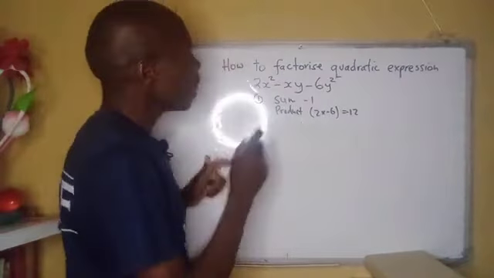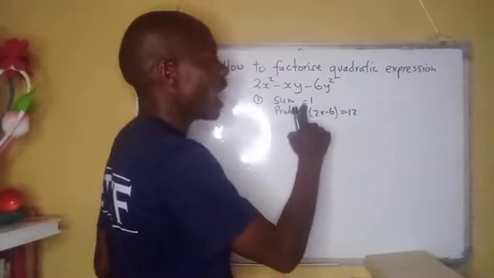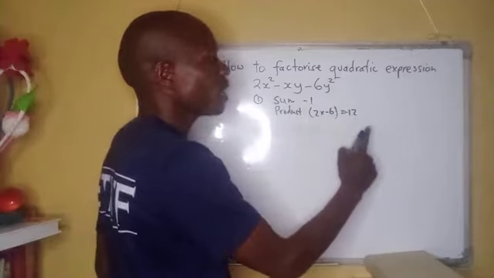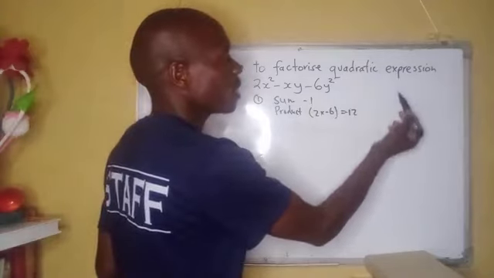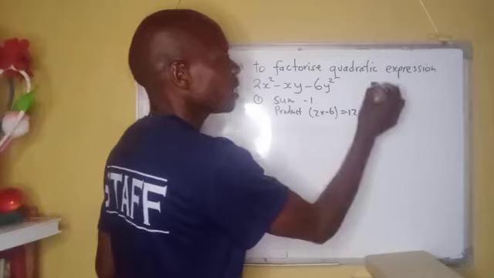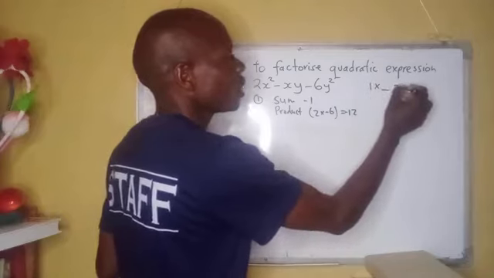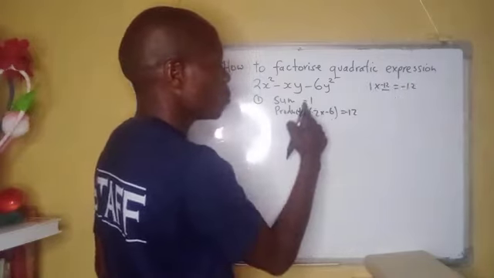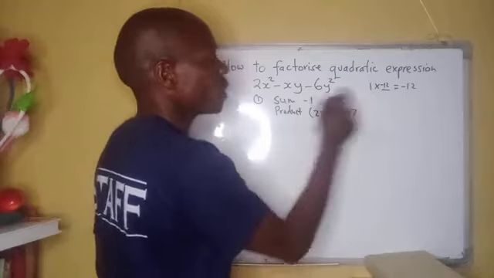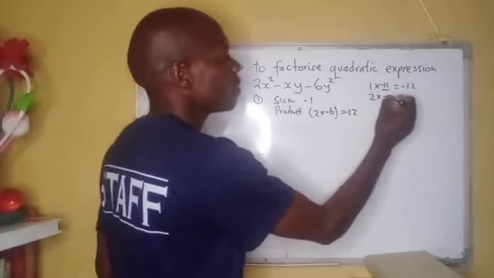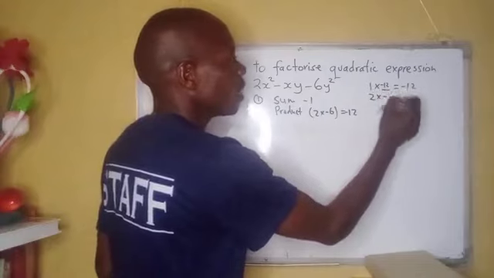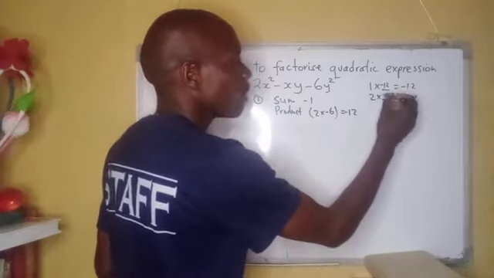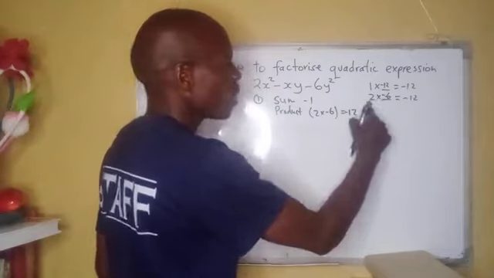Which numbers, when you add, you get -1, and when you multiply, you get -12? It's a simple way of identifying these terms. Now, you just have to get the factors. 1 times -12 gives you -12, but -12 plus 1 cannot give you -1. So you proceed. 2 times -6 gives you -12, but -6 and 2 cannot give you this sum.